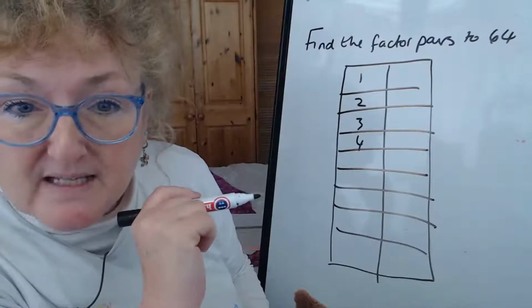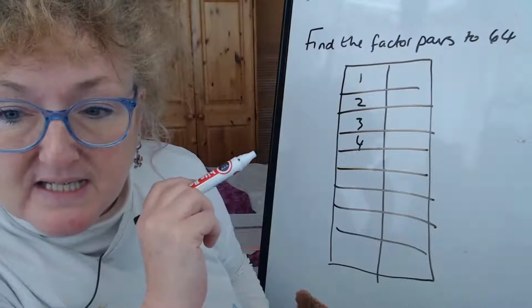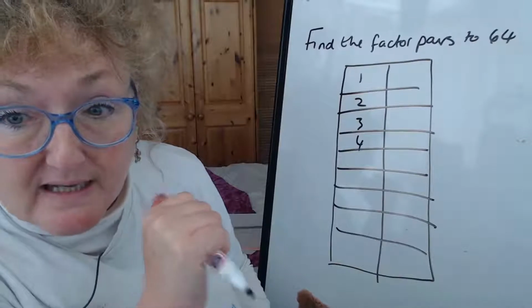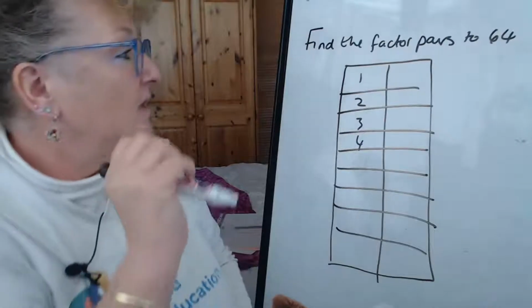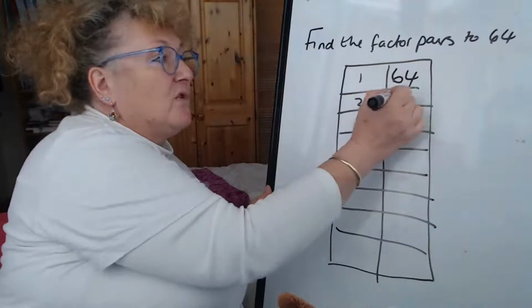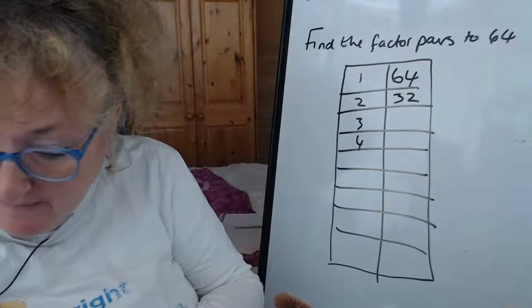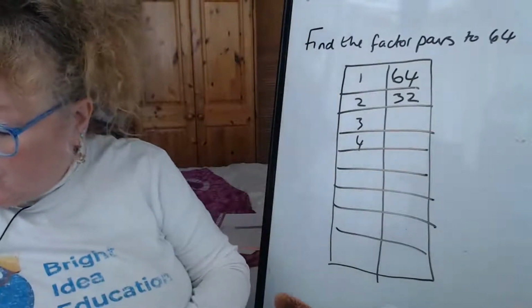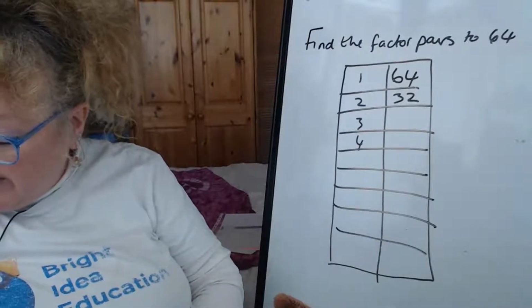How many factor pairs can you find to 64? Now 11 is not a factor of 64 because 6 11s are 66. So I'm going to say 1 goes into 64. 2 will be 32. Will 3 go into 64, etc. Keep going down until you get to a square number.